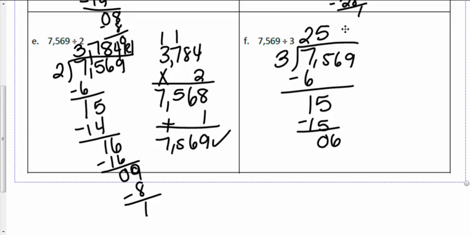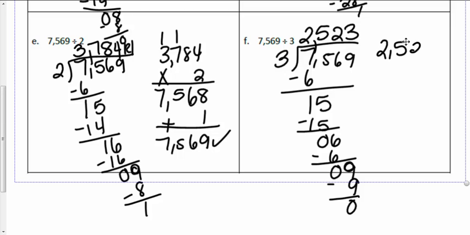6 tens divided by 3 is 2 tens. 2 times 3 is 6. That leaves me no tens, so now I'm going to divide the ones. 9 ones divided by 3 is 3, and 3 times 3 is 9, so I have no remainder. So my answer is 2,523. Now I'm going to check that by multiplying it times 3. That gives me 9, 6, 15, carry the 1. 2 times 3 is 6 plus 1 is 7. 7,569. So my answer does check.